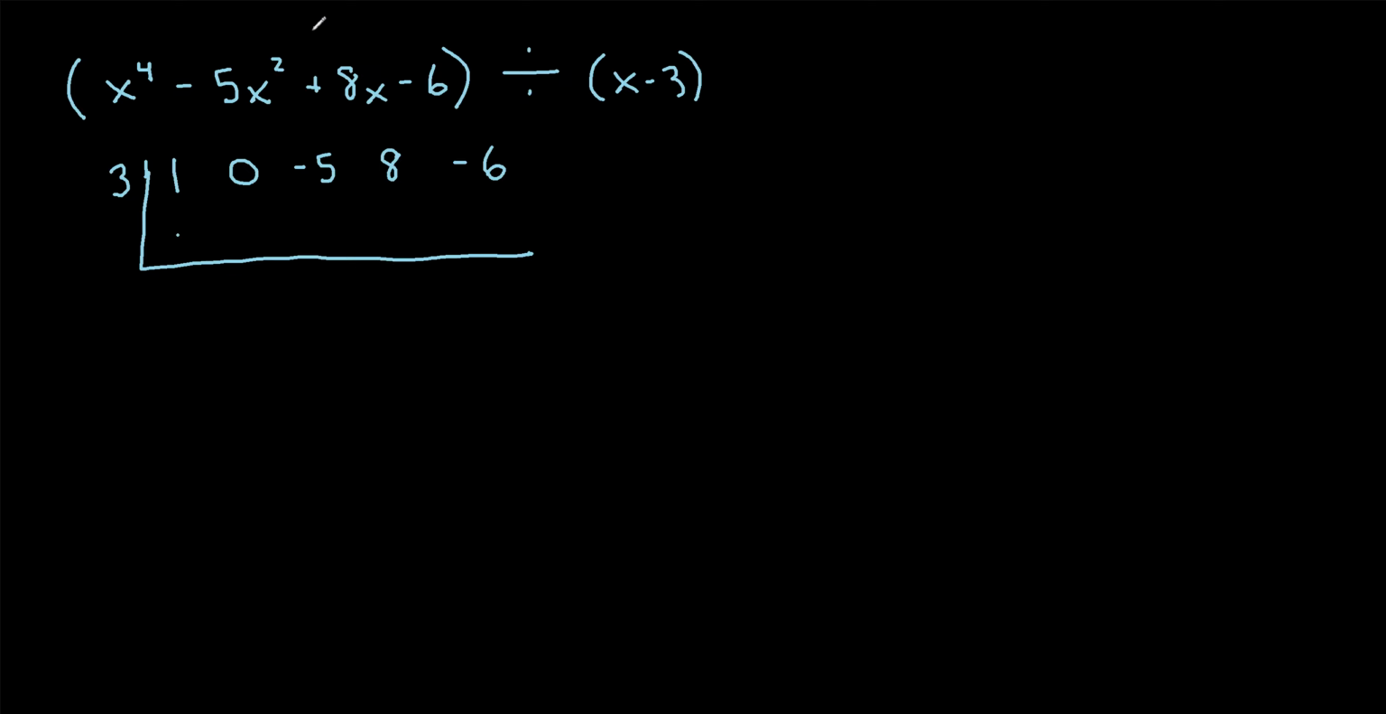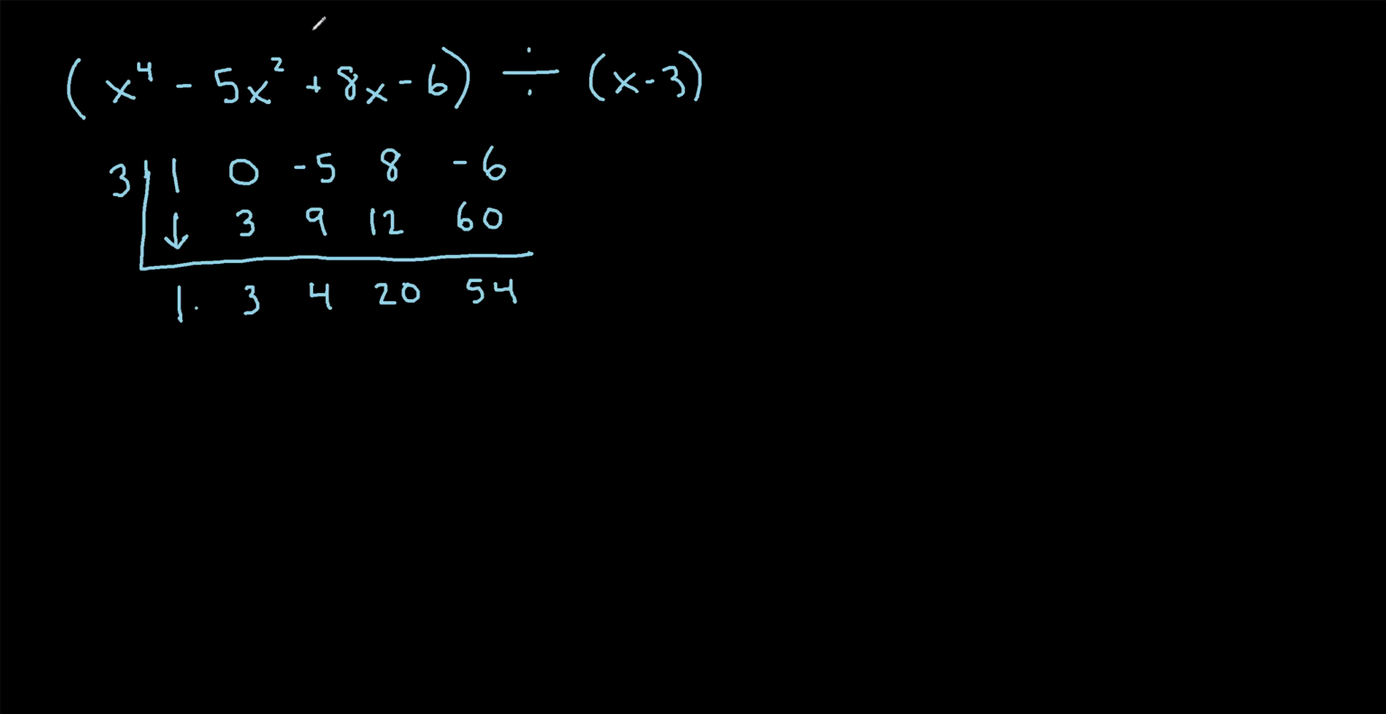So once again, to perform synthetic division, we'll bring down the first number, that's a 1. And then we'll multiply this number by whatever we put up here in the top left corner. So 1 times 3, that's 3. So we'll write that right here. And then we add, so 0 plus 3 is 3. And then we multiply once again, 3 times 3, that's 9. We'll put the 9 right here. And then we add negative 5 plus 9, that's a positive 4. And then we multiply, 4 times 3, that's 12. We'll write it right here. 8 plus 12, that's 20. And 20 times 3, that's 60. So negative 6 plus 60, that's 54.